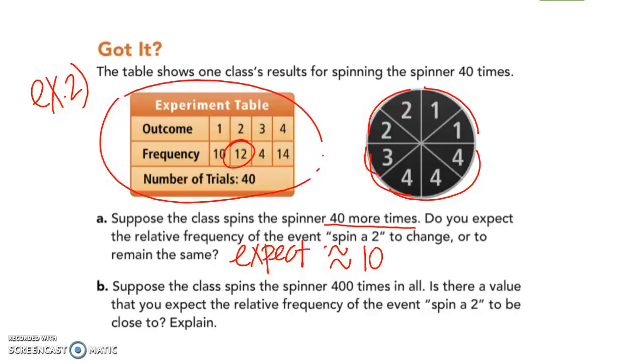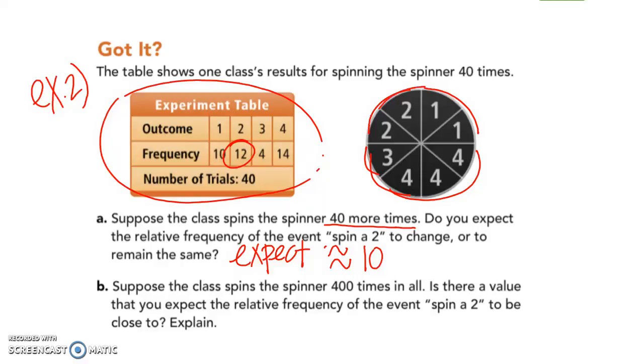You just never know with experimental probability. It can be close, but maybe not exactly the same as the last time you do the experiment. Okay? Suppose the class spins the spinner 400 times in all. Is there a value that you expect the relative frequency of the event spinner 2 to be close to?